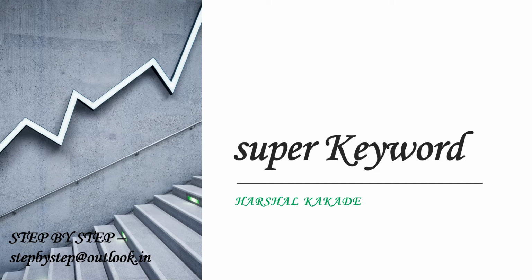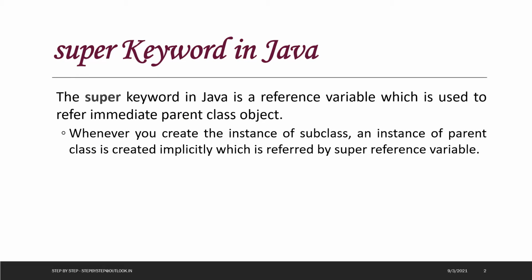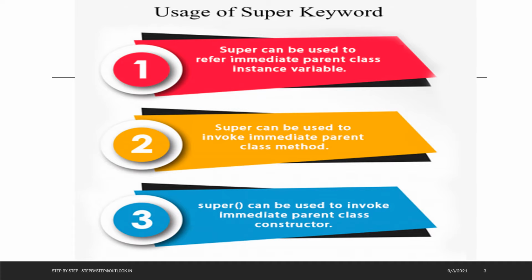Today we are going to discuss the super keyword in Java. The super keyword in Java is a reference variable which is used to refer to the immediate parent class object. Whenever you create the instance of a subclass, an instance of the parent class is created implicitly, which is referred to by the super reference variable.